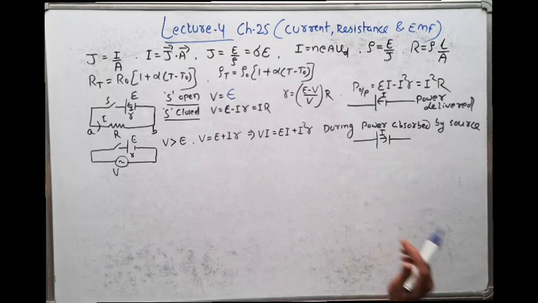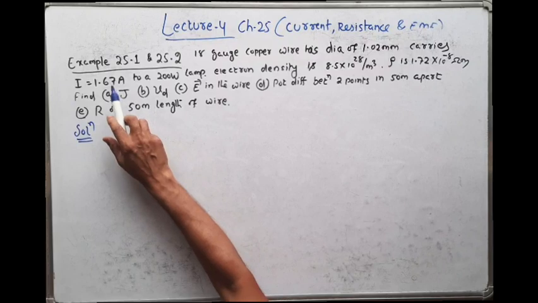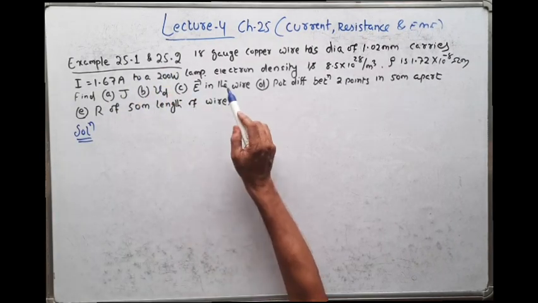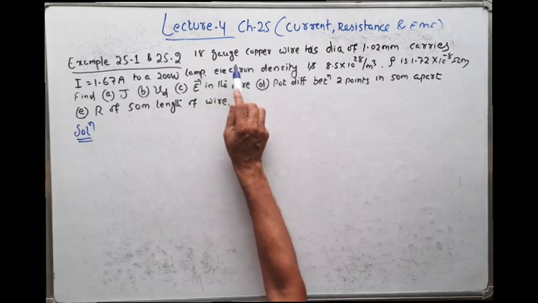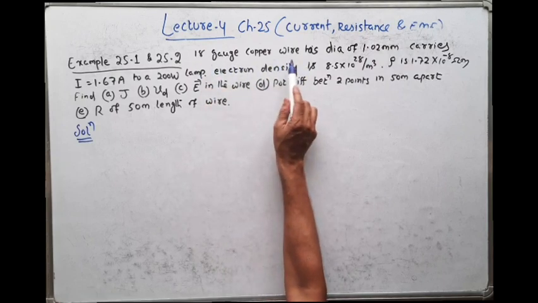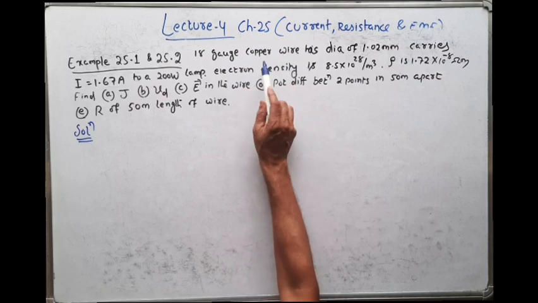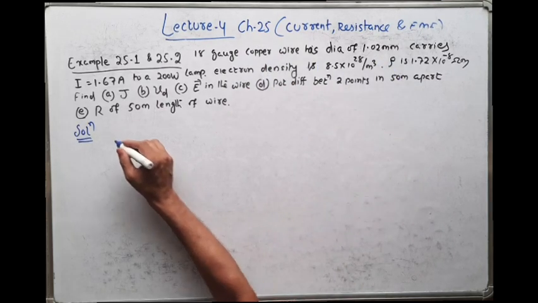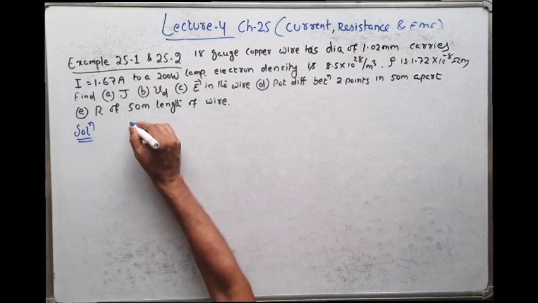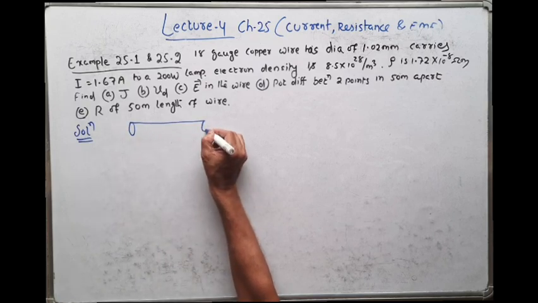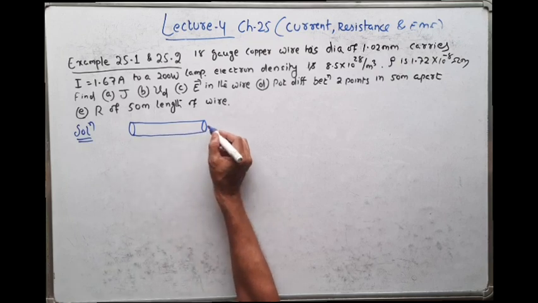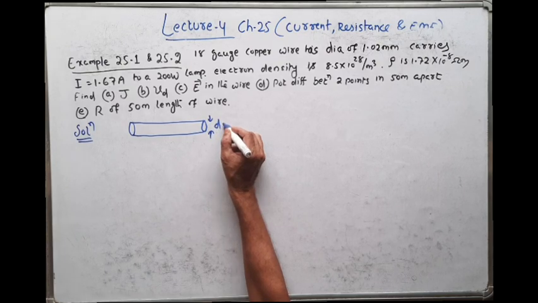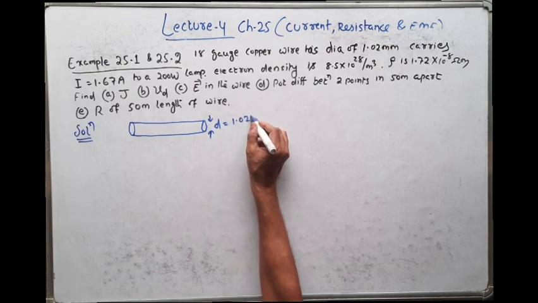Now we will solve some numericals. Let us solve examples 25.1 and 25.2. Here there is an 18 gauge copper wire. An 18 gauge copper wire means it is a standard copper wire, which has a diameter of 1.02 millimeter. Suppose this is a conductor; the diameter of the conductor is given as 1.02 mm.